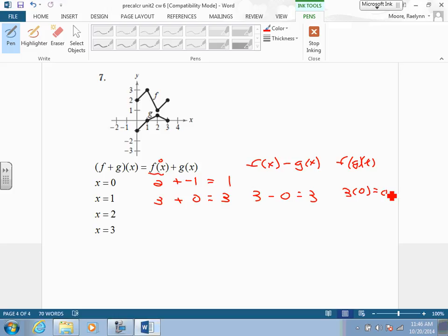So back to your addition. When x is 2 for the f equation, what is the y? 1. When x is 2 for the g equation, what is y? Yeah, that. And then add. And the last one. For the f equation, when x is 3, what is y? And for the g equation, when x is 3, 0.